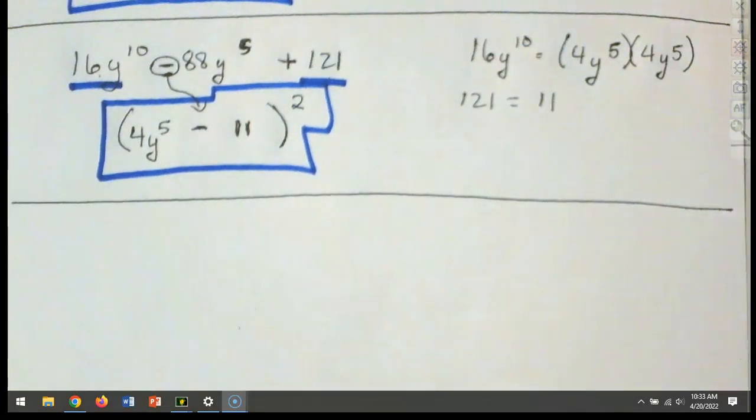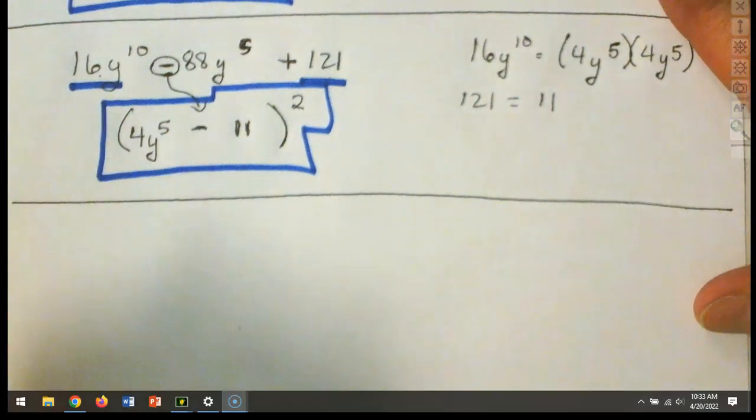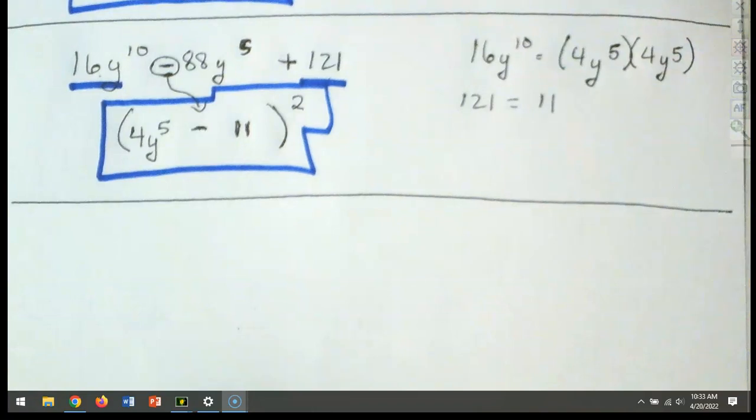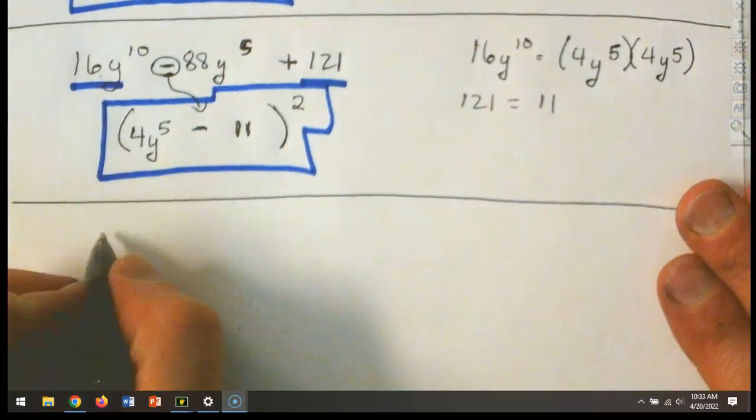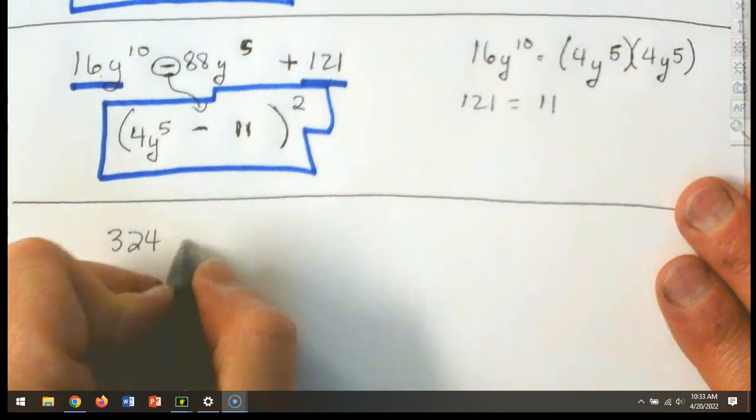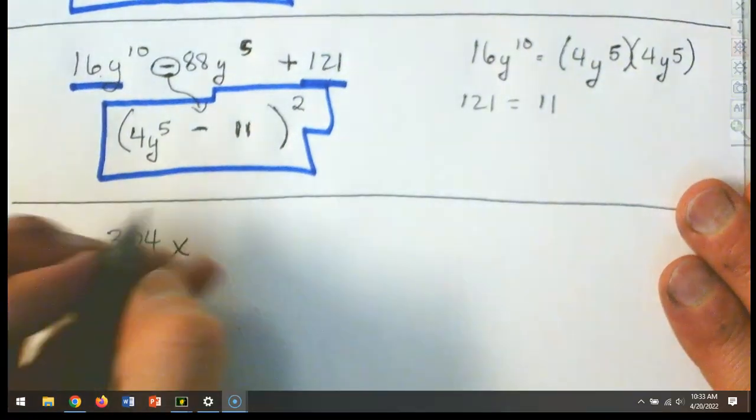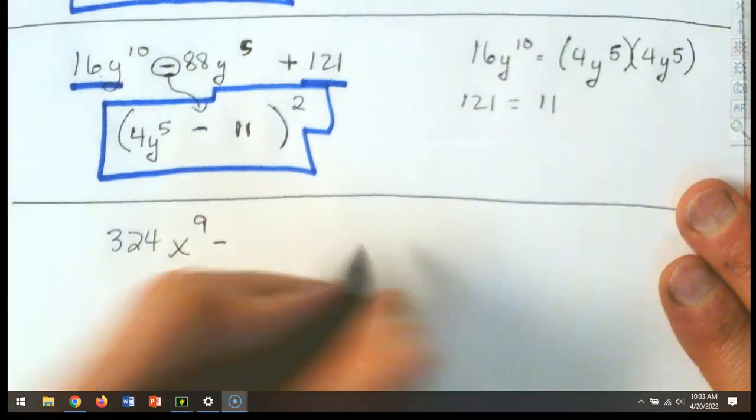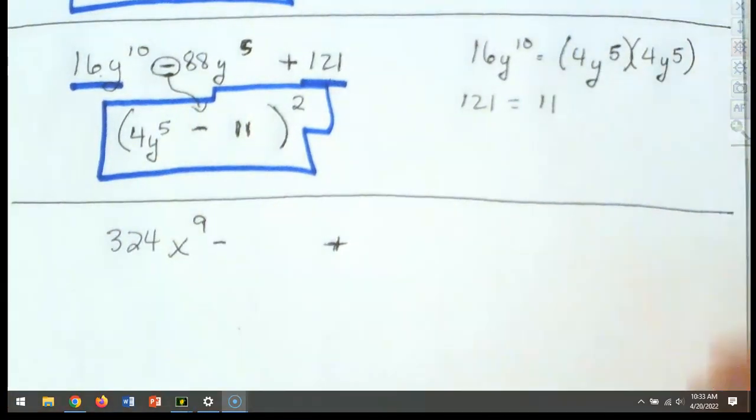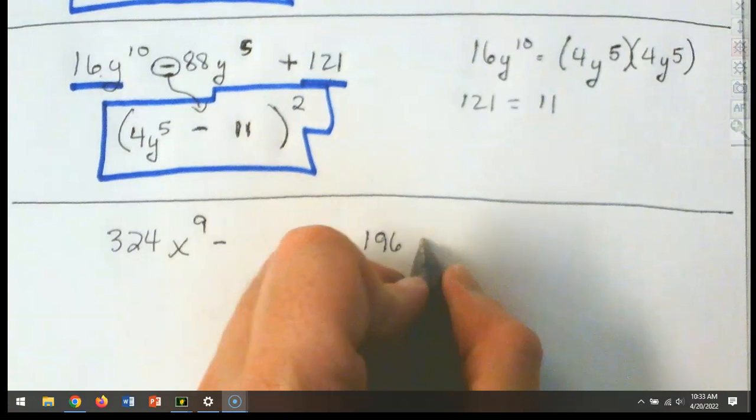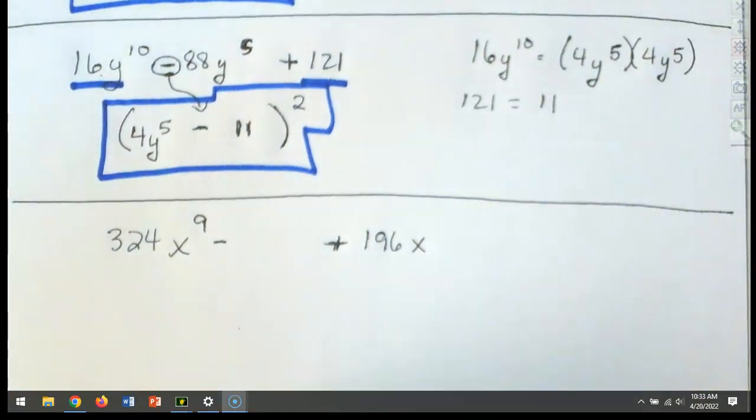Let's do one more. And let me put some numbers out in front here. Okay, so 9, let's say 324. How about x to the 9th? And we'll do a minus, and we'll do a plus here. About 196. This one's going to be x to the, yep, just put an x there.